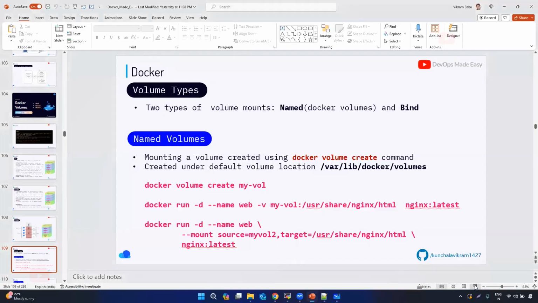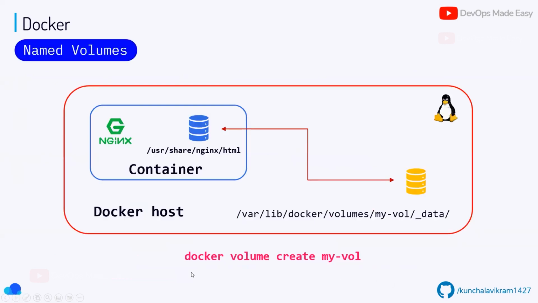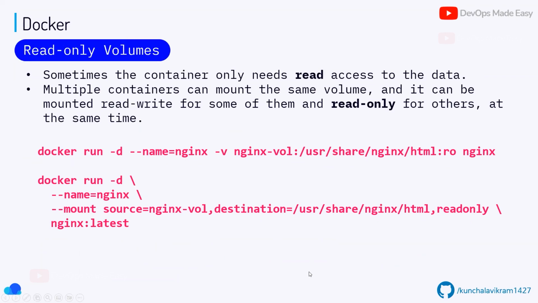As I already said, you can simply use -v, give the source, colon, then the destination path. Or if you're interested in the --mount syntax, you give the source as the name of the Docker volume, the target as the path inside the container, and finally the name of the image as usual. So this is how a Docker named volume is used. Always remember named volumes are native to Docker, which is why Docker stores them under its home directory.